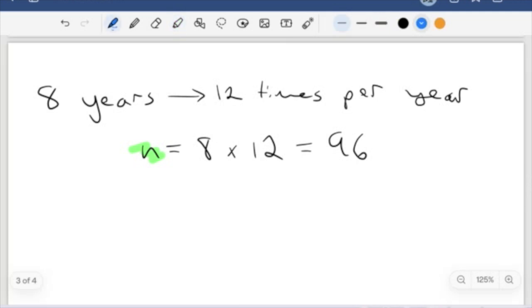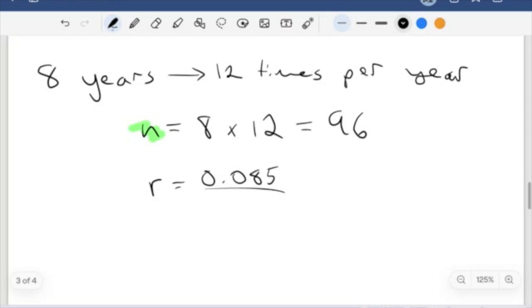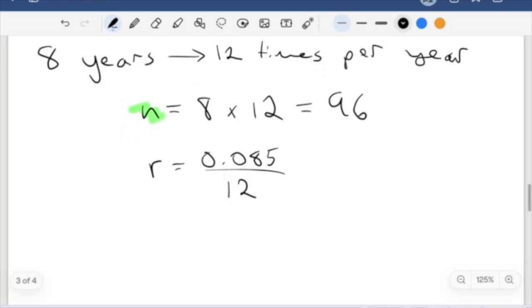And to find our new rate, we are going to take our 0.085, sorry, not percent, that's converted to a decimal, and divide that by 12. So we get our new rate now. And I'm just going to leave it like this. But we have here our new n and our new r.